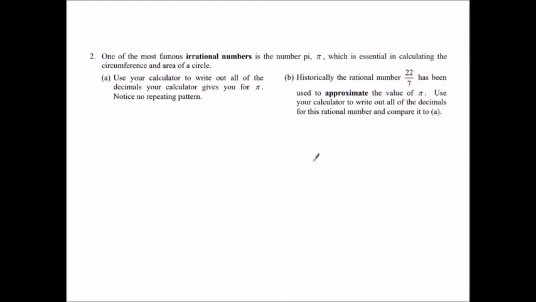There we go. One of the most famous irrational numbers is the number pi. It's a Greek letter. It looks like this, which is essential in calculating the circumference and area of a circle. Use your calculator to write out all of the decimals your calculator gives you for pi.